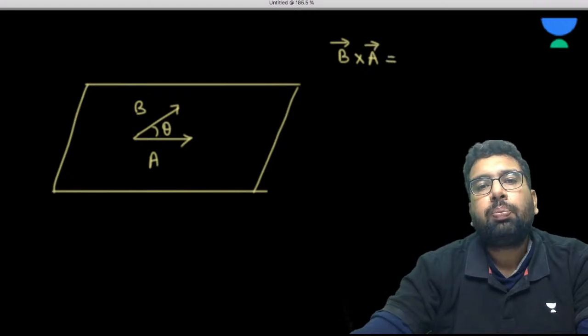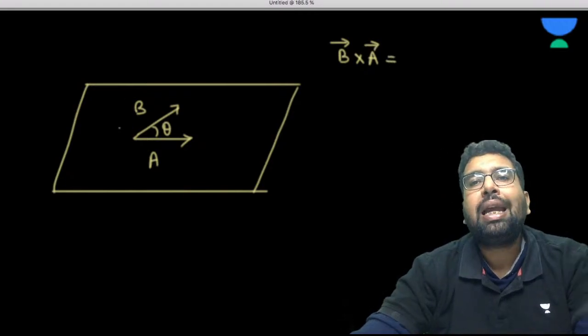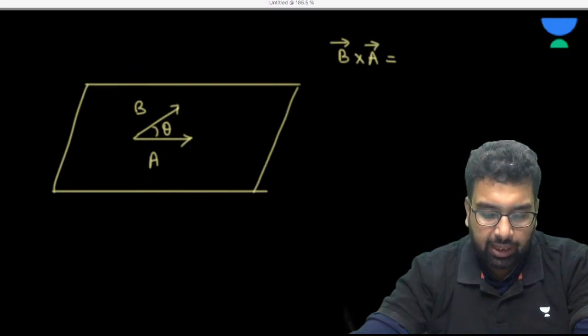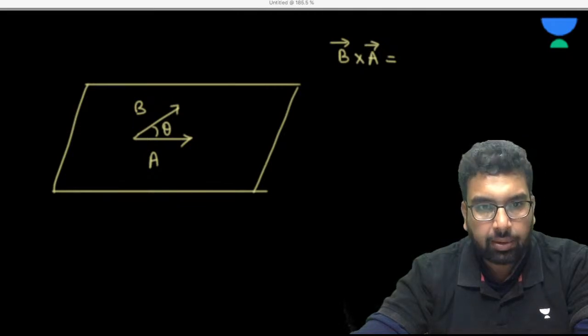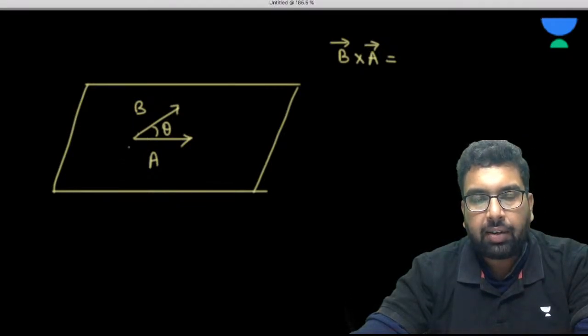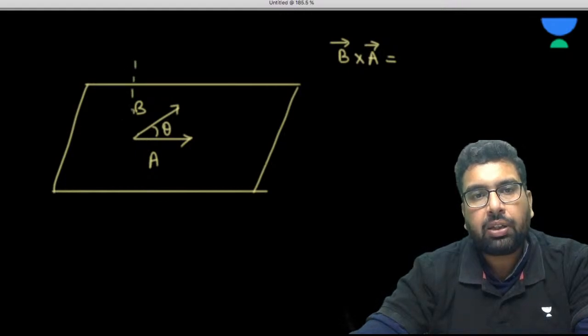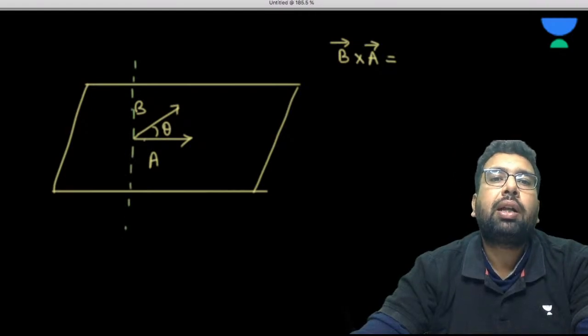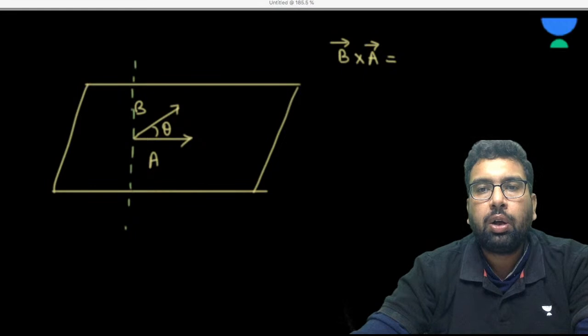Now please see. First of all, B and A vector both lie in the same plane. So obviously, the first information is easy to process now, that the direction will be perpendicular. The direction will be perpendicular to the plane carrying A and B. So definitely the direction of this cross product will be along this dash line. Yes or no?